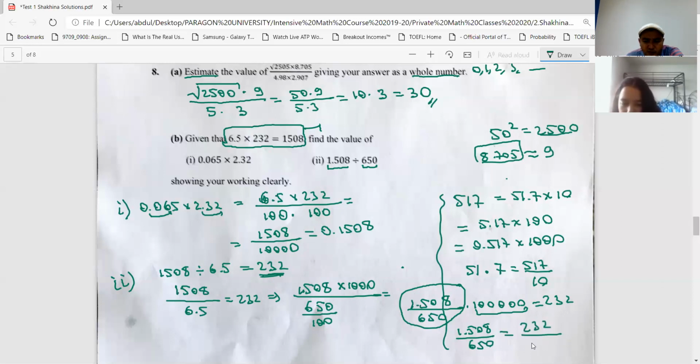I should divide both sides by 100,000. So now I can just write this in decimal form. That's equal to 0.12345. So it is 2 zeros, 232.